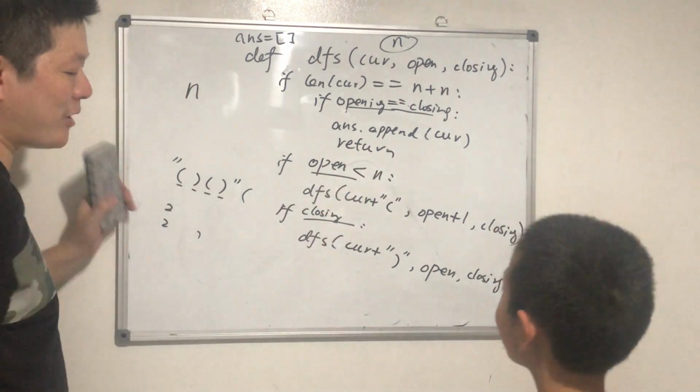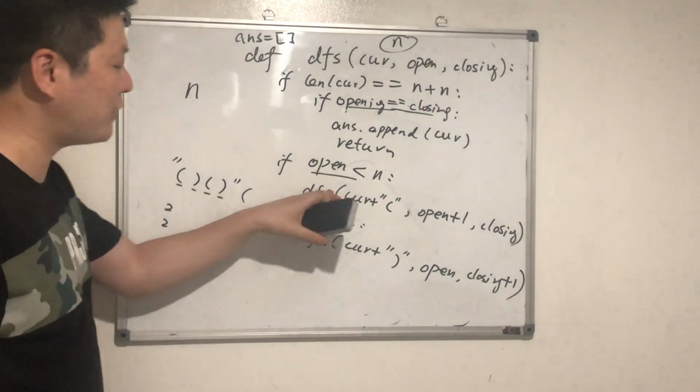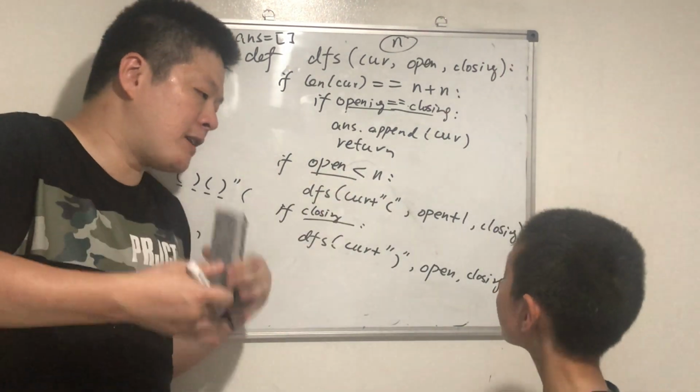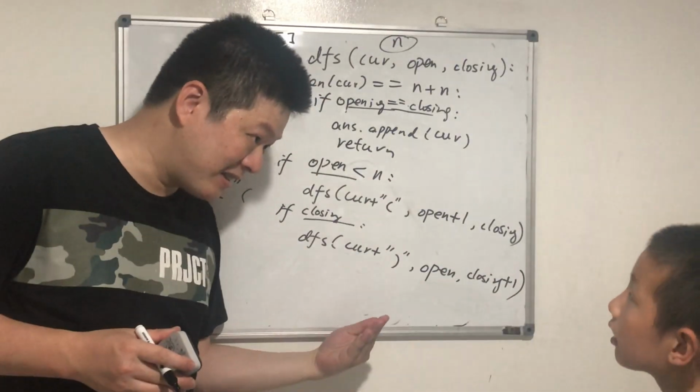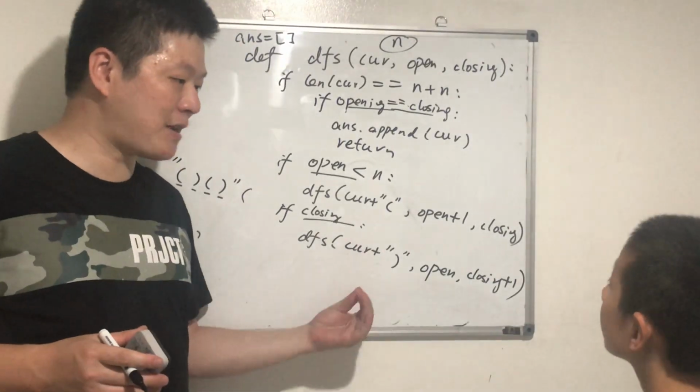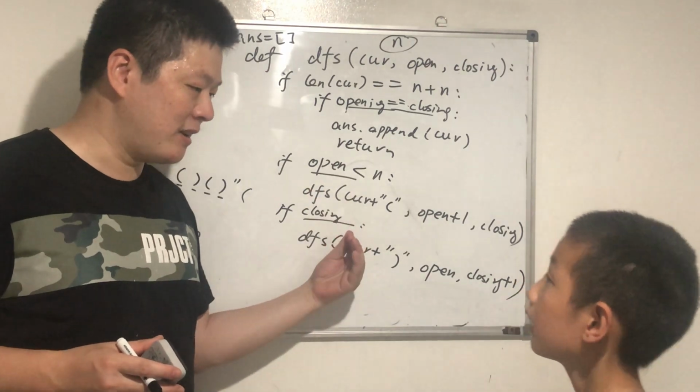Yeah. If opening is smaller, then obviously I can do this, right? It's nothing to do with the closing, right? Because at any point I can start with the opening, alright? Yes? Got it? Can you find an example where I cannot start with the opening?